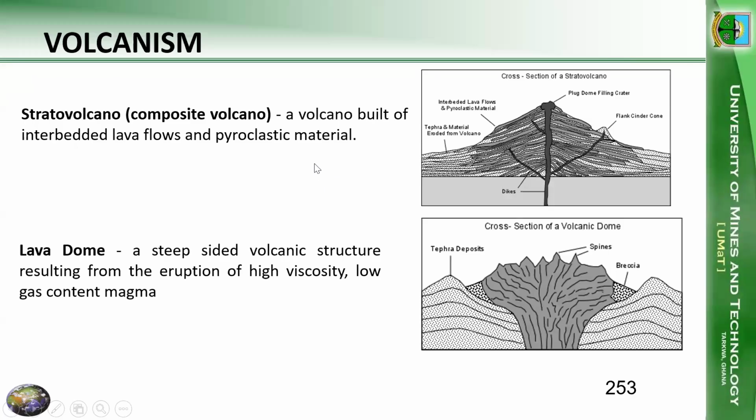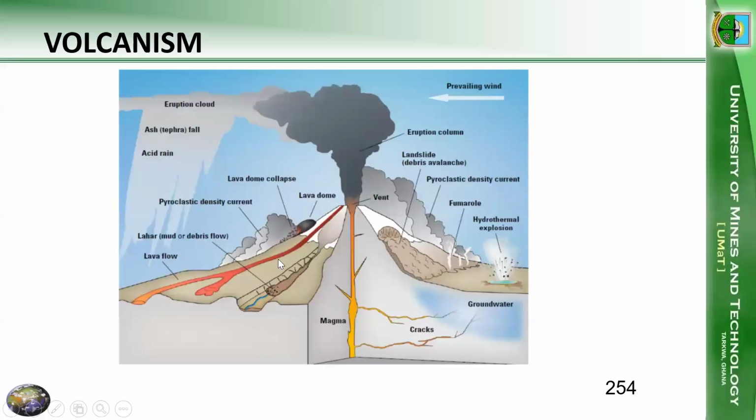Then we also have a stratovolcano. Strato tells you we are dealing with strata or layers. And we have what we call a lava dome, which is a steep-sided volcanic structure resulting from the eruption of high viscosity, low gas content magma. So that's a lava dome, and then there are various other types of structures as far as volcanoes are concerned.